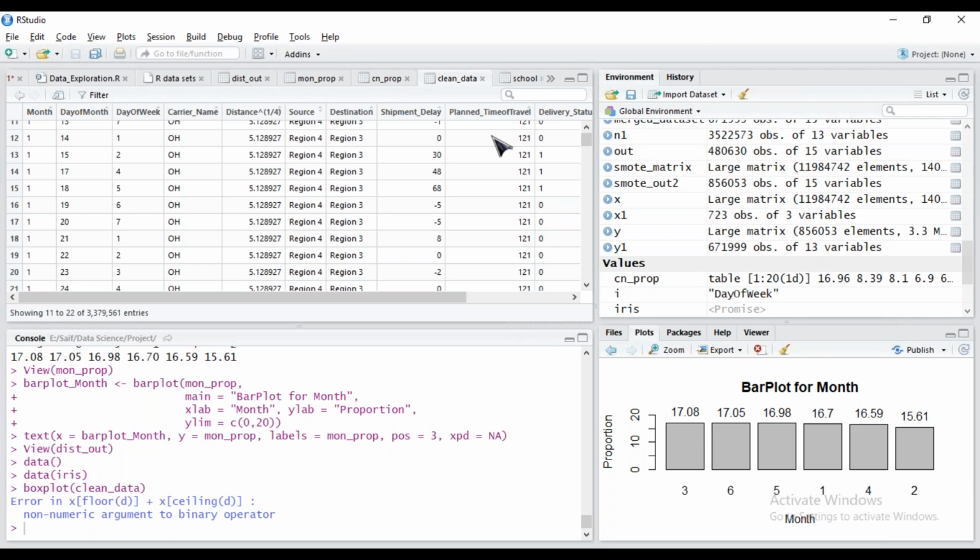In Python, the logic can be the same. We cannot use the same code. In Python, the functions and the codes will differ, but the logic could be the same. The logic remains the same regardless of whatever tool you use.